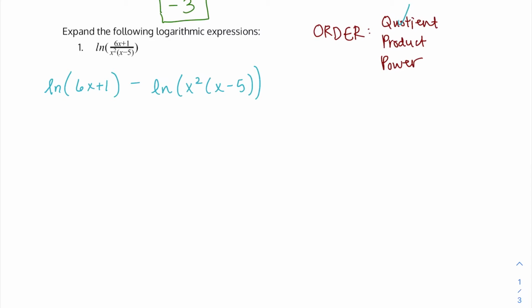So the quotient rule's done. The next property we use is the product property. The product property tells us that multiplication inside of a log expands to addition between logs. Now, I want to be very clear that this is not multiplication inside of a log, right? Because it also has addition with it. This is a single expression. I cannot expand 6x because it's not 6 times x plus 1, right? It's just 6x plus 1. That's its own expression, its own term.